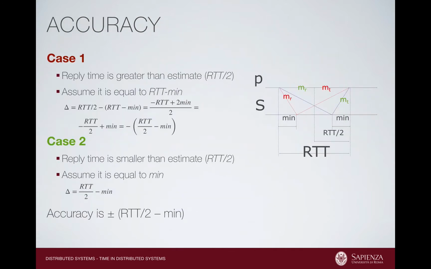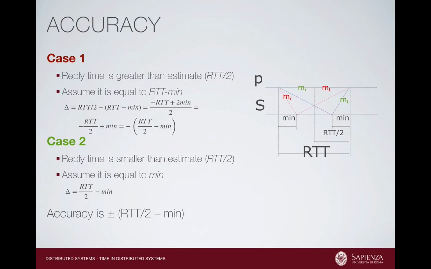So what we have to discuss now is the bound on the accuracy that you reach, because assuming that the round trip time is totally symmetric is not a real assumption in a lot of networks. Assuming that there is a minimum delay of a channel that we call min, the error that you can make is bounded by a certain measure, and there are two possible worst cases.